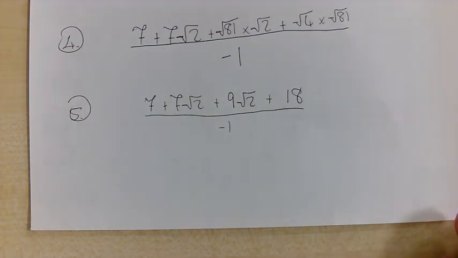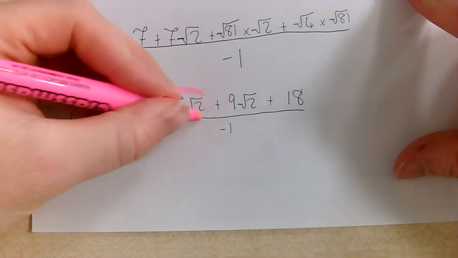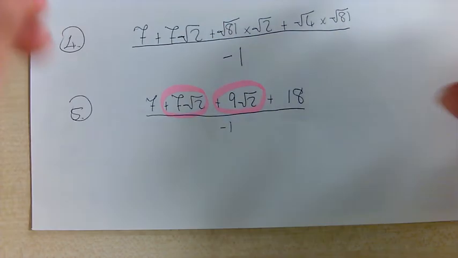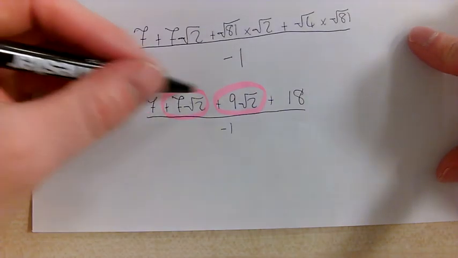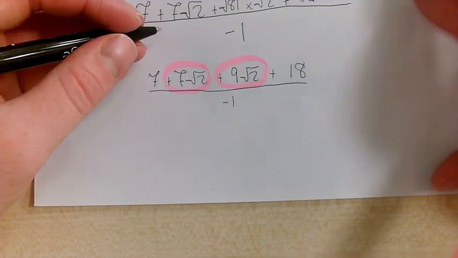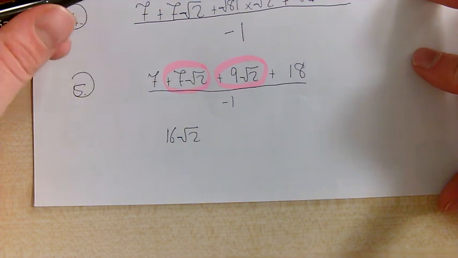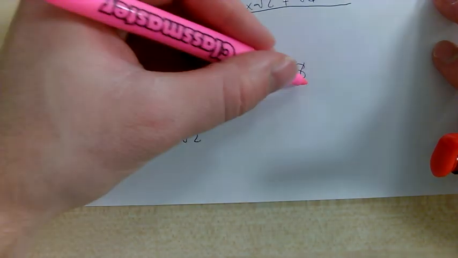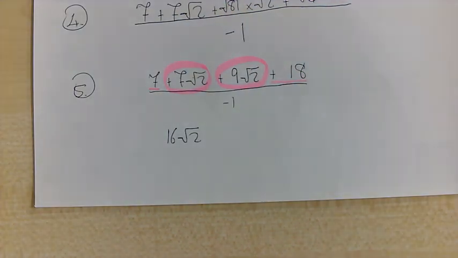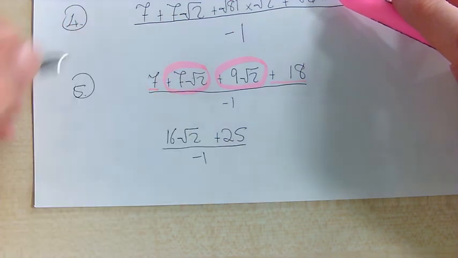We're almost there now. We're looking at some like terms next. So if you look here, we've got the root 2 and the root 2. These can be simplified together. Here we've got 7 lots of root 2 and 9 lots of root 2. So altogether we have got 16 lots of root 2. And we've also got 7 plus 18, which is 25. And this needs to be divided by minus 1.